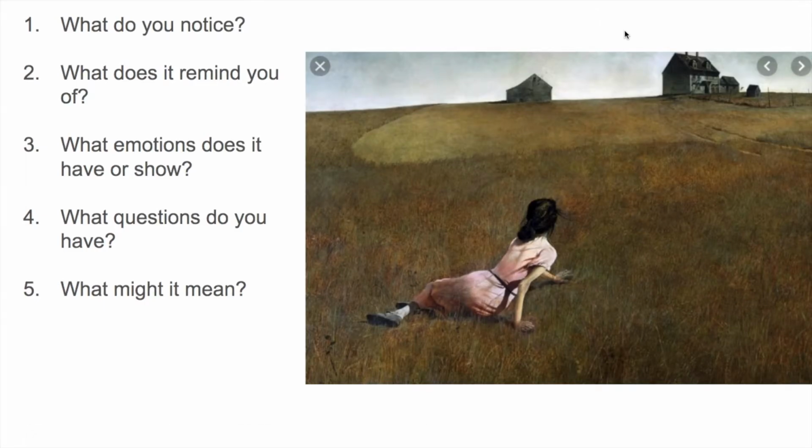In this video, I'm going to show you how to do a critical response. So you all will have a different art image, but I'm going to do this image. So I have the questions here on the side. The first is, what do you notice? And you want to be pretty specific. Don't just say there's a girl in a field, right?